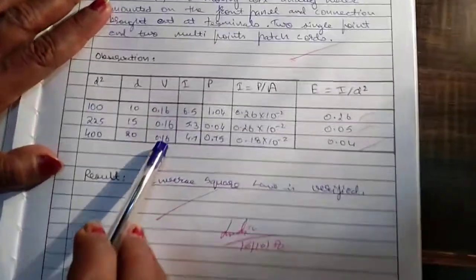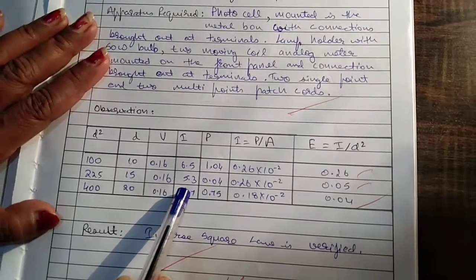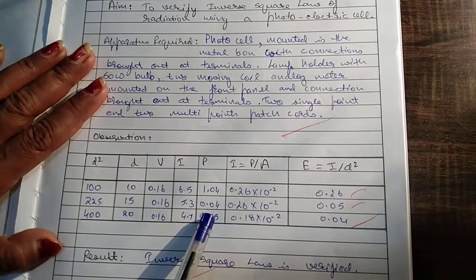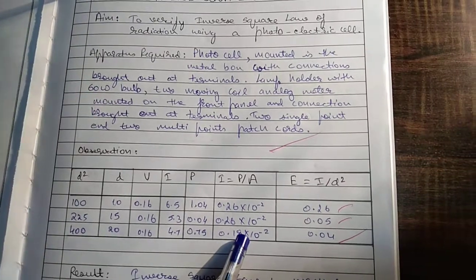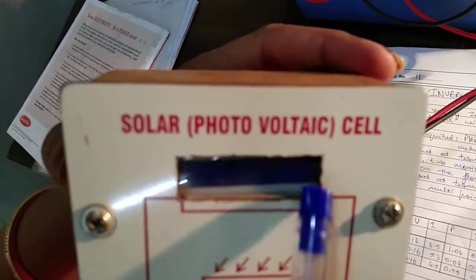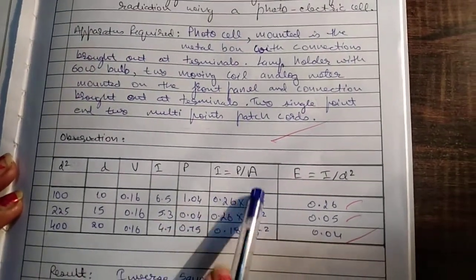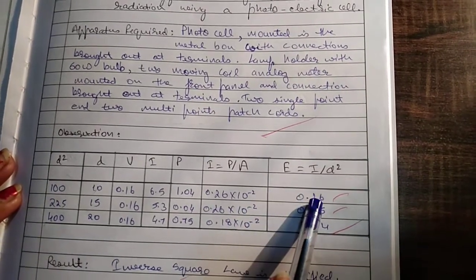So we will write it over here, the value in voltage and the current in ampere, and we will take out the power as P is equal to V into I, and then we will calculate I is equal to P by A. The area of cross section I have given you earlier, which was calculated by measuring the length and the breadth, that was 3.5 and 1.5, or 3.75, that I have given you in the previous calculation of the practical. That area we will use over here, and we will calculate the I, and this I will be used to calculate the E value as I by D square.